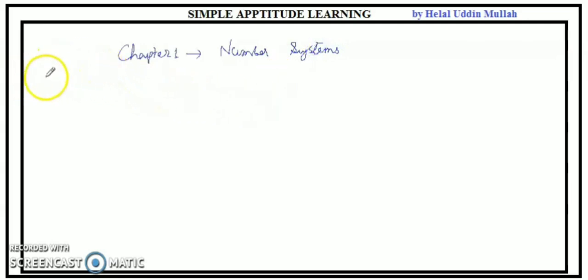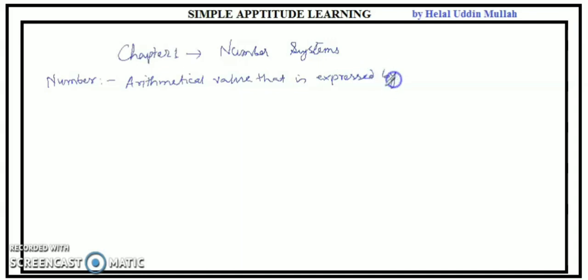So what is a number? A number is an arithmetical value that is expressed by either a symbol or a digit.